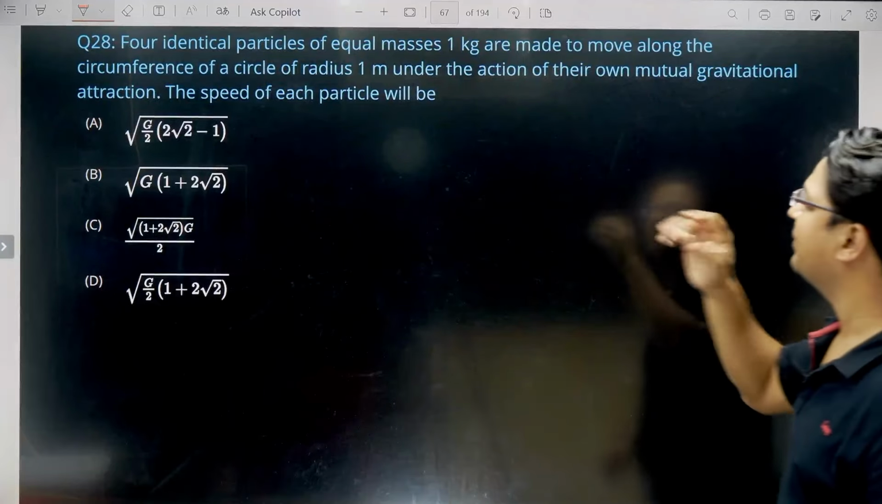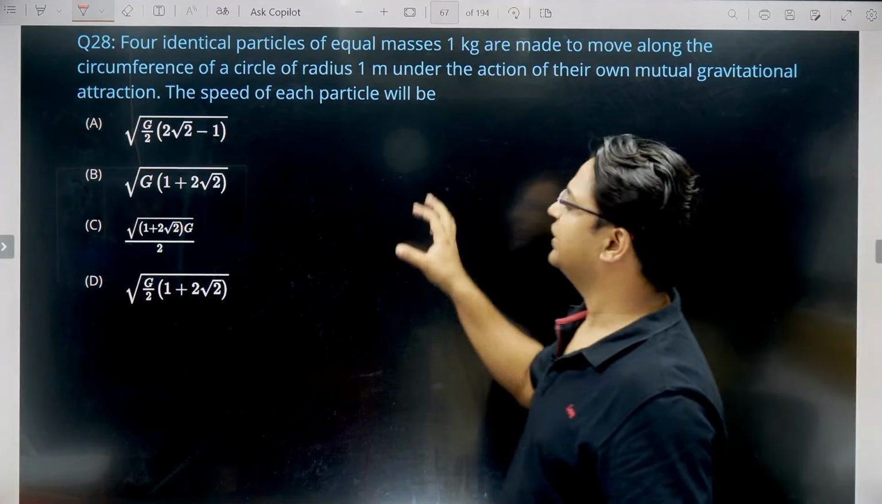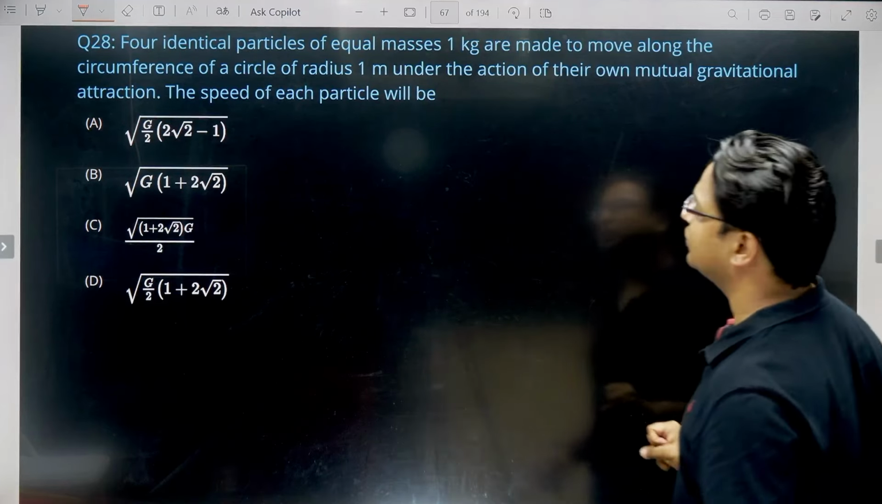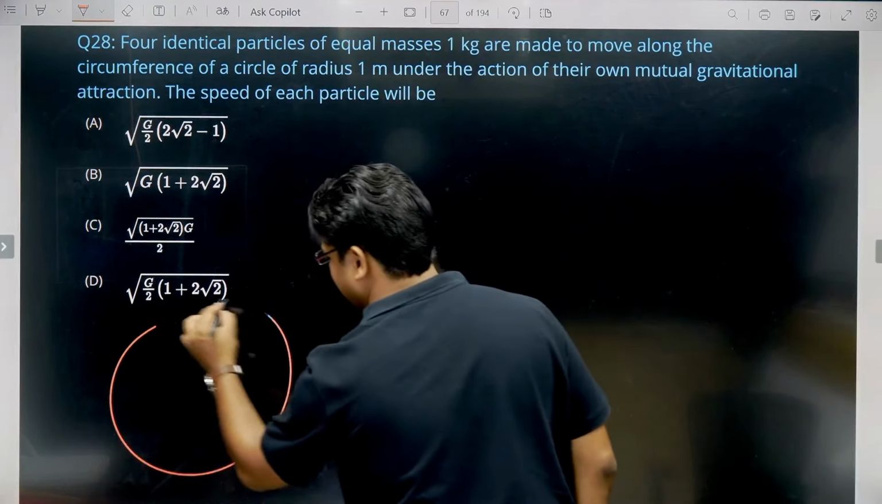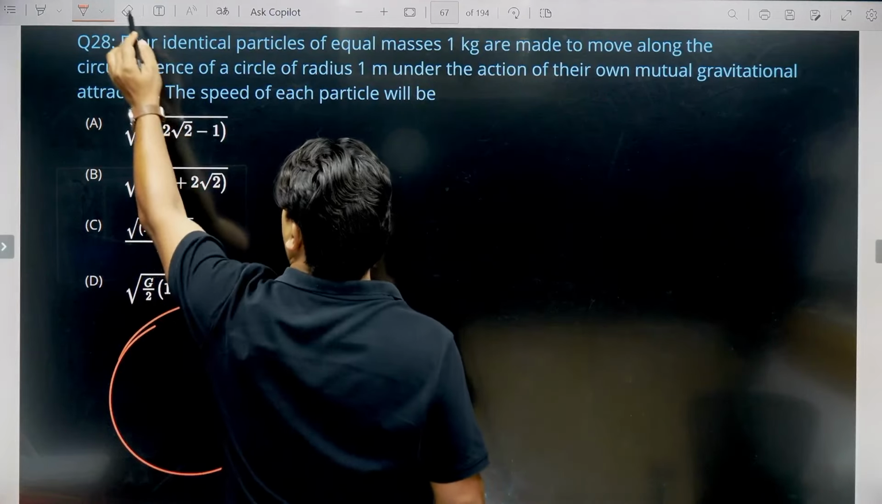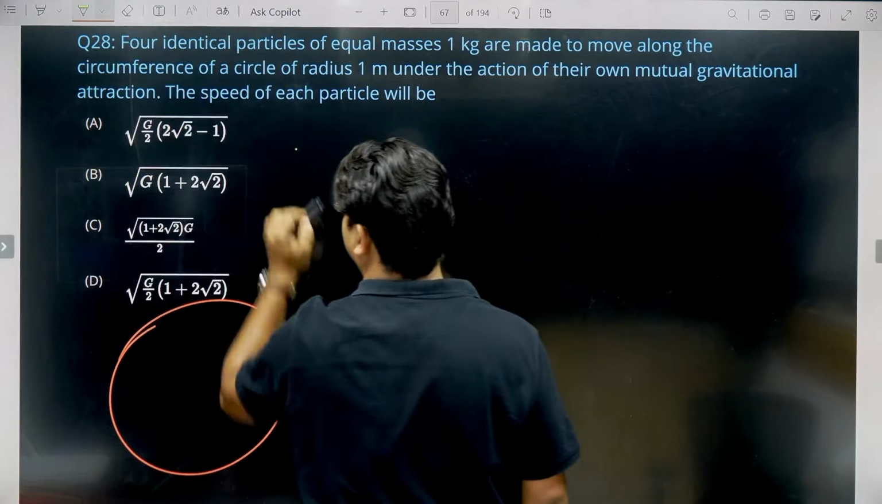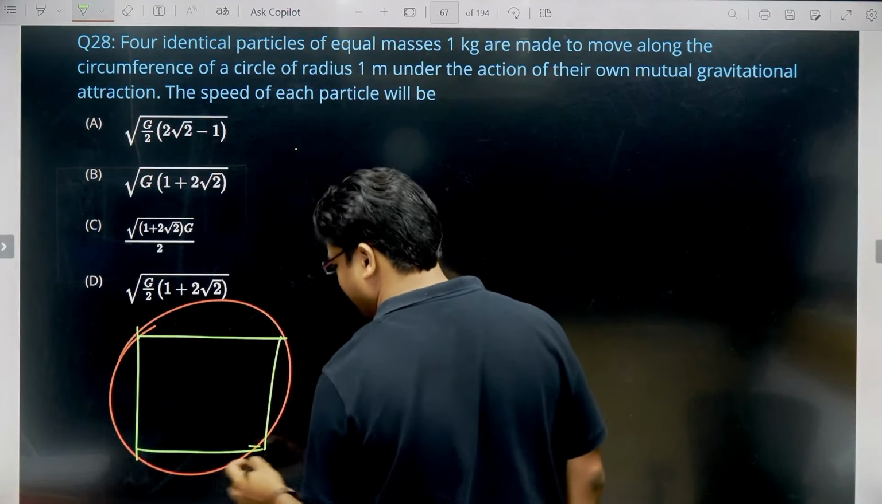Okay, 4 identical particles of equal mass are made to move along the circumference of a circle of radius 1 meter under the action of their own mutual gravitational force. So I'll draw the situation before you. There is a circle, and if 4 particles are moving, the movement needs to be symmetric. So the kind of situation that we will witness, we will get a square here.